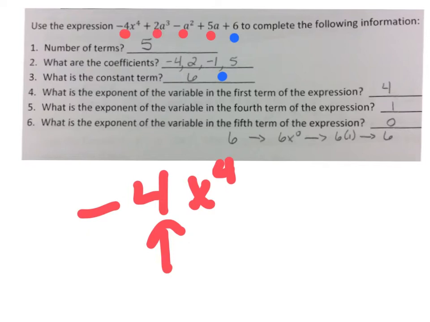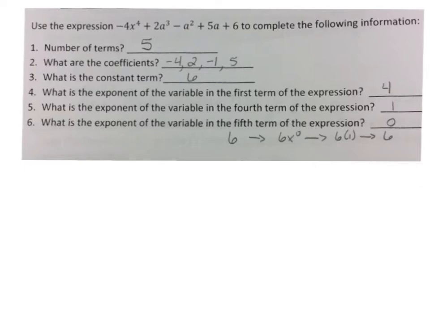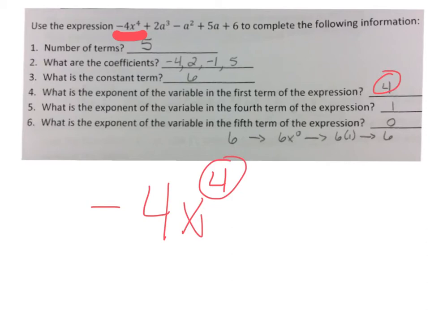Now, let's go ahead and look. I'm going to erase those real quick. All right, now, what I do want to look at is the 4, 5, and 6. This is what is the exponent of the variable in the first term? Well, this is your first term. So let me make that a little bit smaller. In this case, negative 4x to the fourth is your first term. The exponent on the variable is your 4. So that's what I put there.